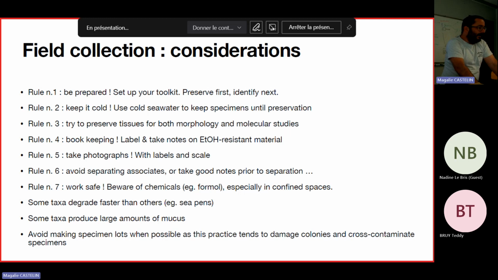It's really paramount to have excellent bookkeeping skills: take photographs, take notes, make labels, and we are going to talk about labels. We try to avoid separating associated species because there is a lot of evolutionary biology information linked to the biological associations. So either we keep associates together or we separate them, but we try to keep good notes about who lives with whom.